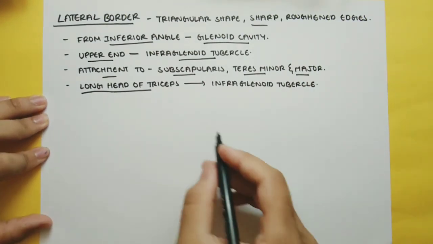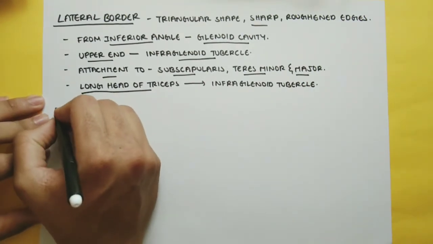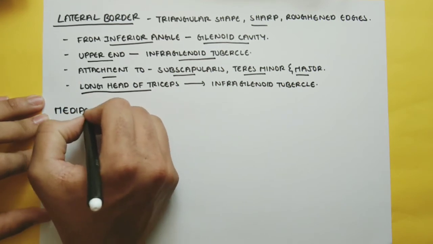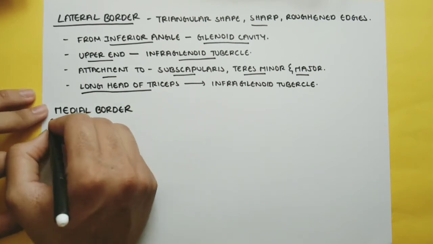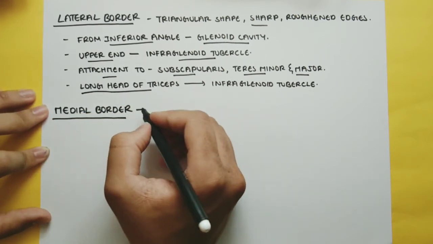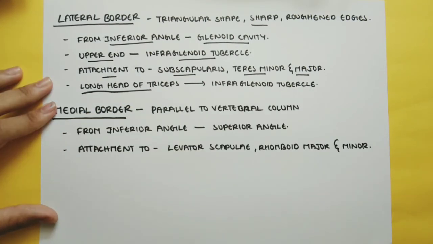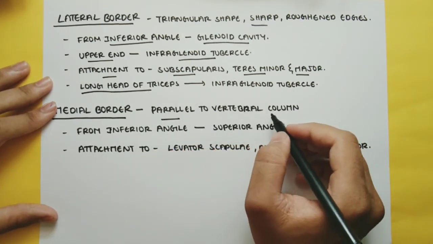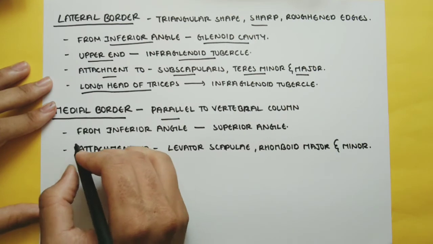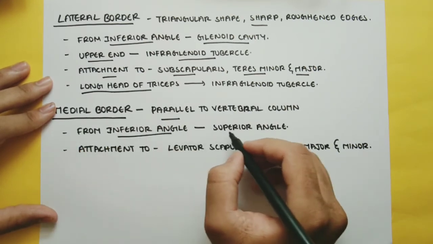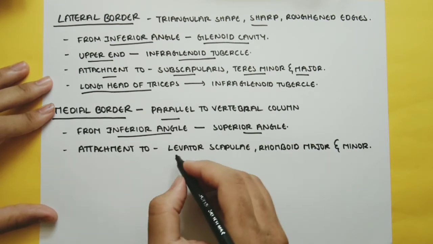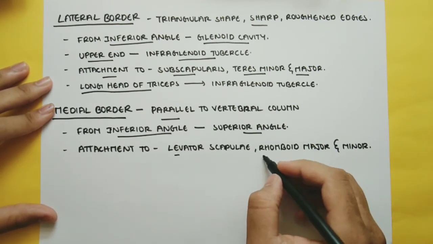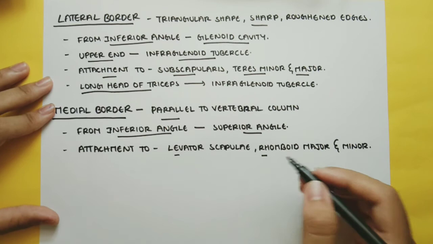Now let us talk about the medial border. The medial border runs parallel to the vertebral column. It runs from the inferior angle of the scapula to the superior angle of the scapula. It gives attachment for the muscles levator scapulae, rhomboid major and rhomboid minor.